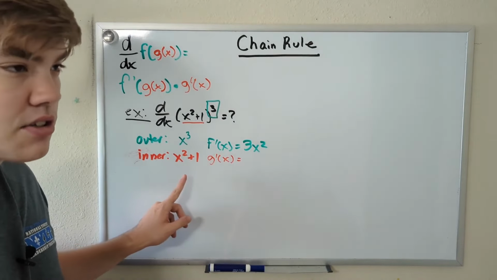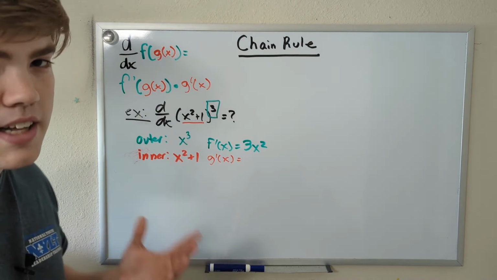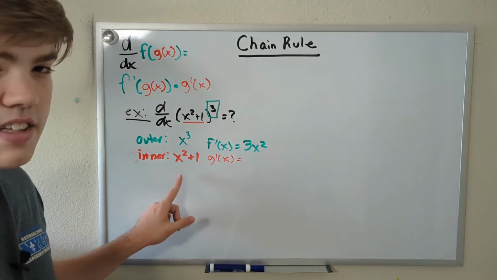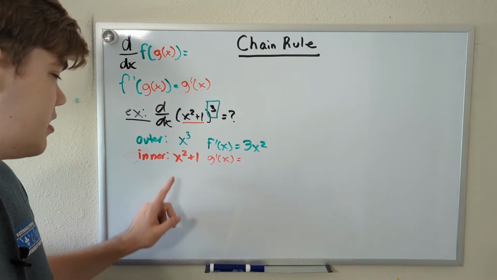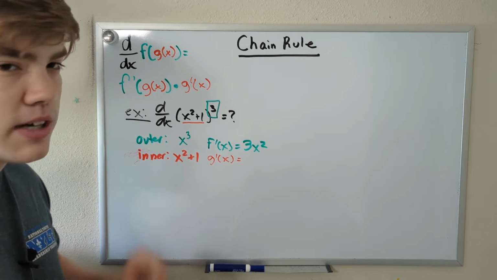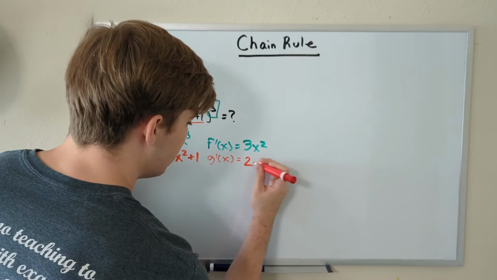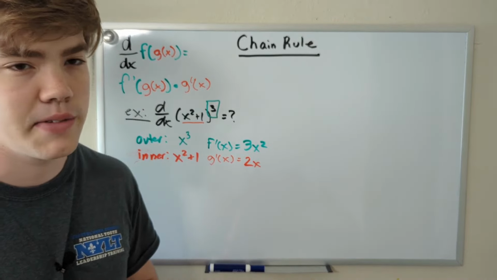Our g prime of x, also known as our inner function's derivative, is also very simple. This constant, by the constant rule, will turn into 0. The derivative of a constant is always 0. And this x squared can be solved with the power rule. We bring our power to the front and turn it into a coefficient. So this turns into 2x, and then we subtract 1 from the power, 2 minus 1. So this derivative is just equal to 2x, and technically to the first power, but anything to the first power is just itself, so we don't need to write that.